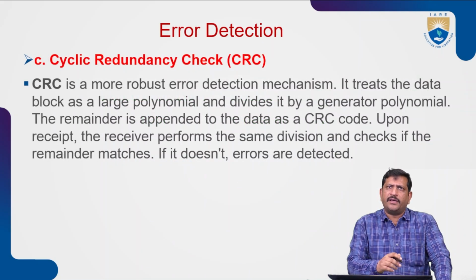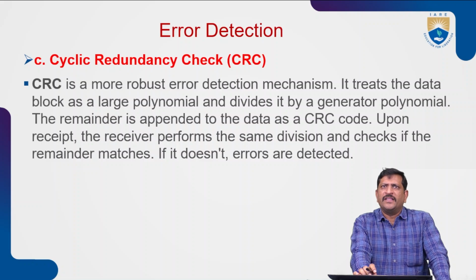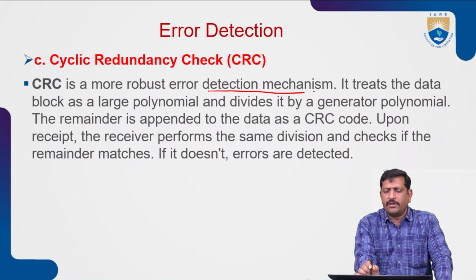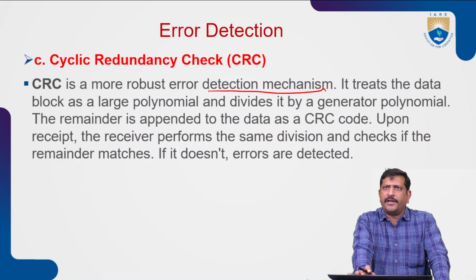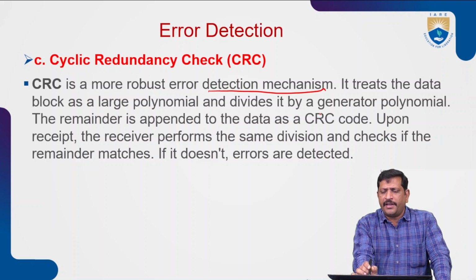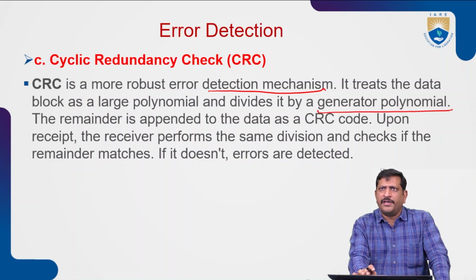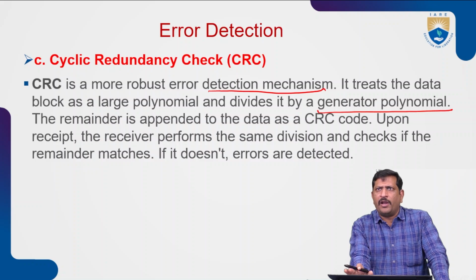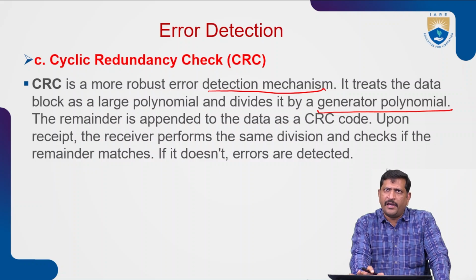Next, the detection method is the cyclic redundancy check. Cyclic redundancy check is an error detection method that detects errors in the transmitted data. Generally, it treats the data block as a large polynomial and divides it by a generator polynomial. From the other polynomial, the dividend can be considered.